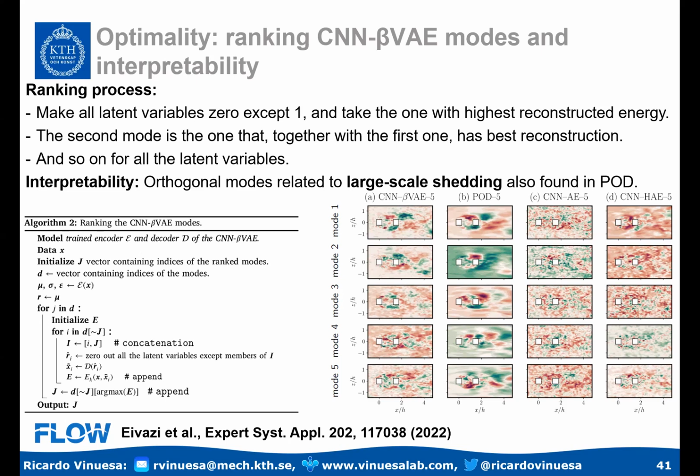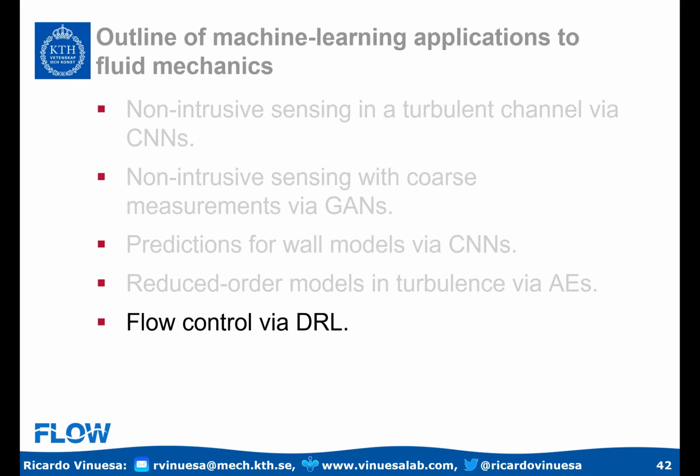And by the way, this algorithm over here allows us to recursively sort the modes and establish the ranking. So with the beta variation, I get modes that are orthogonal, and they're also ranked in terms of their contribution to the reconstruction.